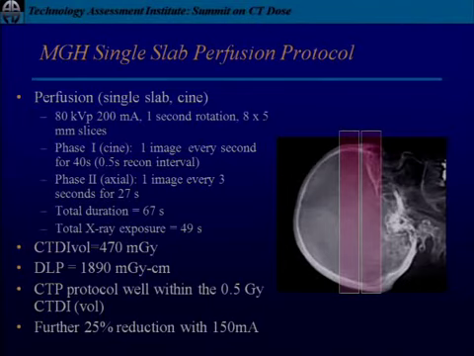So the total duration is about 67 seconds, and the total X-ray exposure time is about 49 seconds. The CTDI volume is about 470 milligray, and the DLP is less than 2,000 milligray per sievert. And the overall dose that you get, the skin dose, is the main question here. The skin dose is well within 0.5 gray, and you can further reduce. These numbers should be modified by about 25% because we have gone down to 150 mAs.